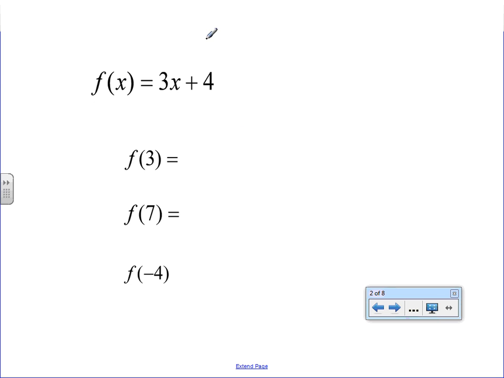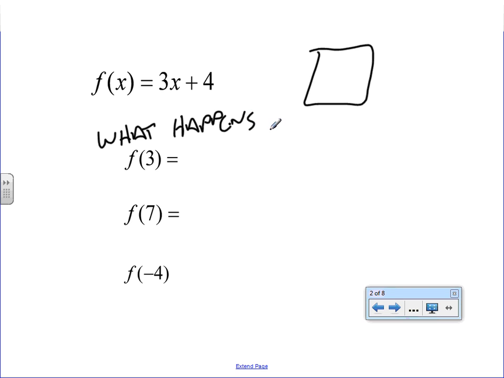Here's my function. You might recognize it from the other day. The f of x equals 3x plus 4. So what's going on inside my box is I'm going to take whatever number it is, multiply it by 3, and then add 4 to it. Okay? This notation means what happens when I put a 3 in. So when you see the f of 3, it means what happens when 3 goes in the box. So what comes out when 3 goes in? So remember, in, out. So inside the box, we're doing 3x plus 4.